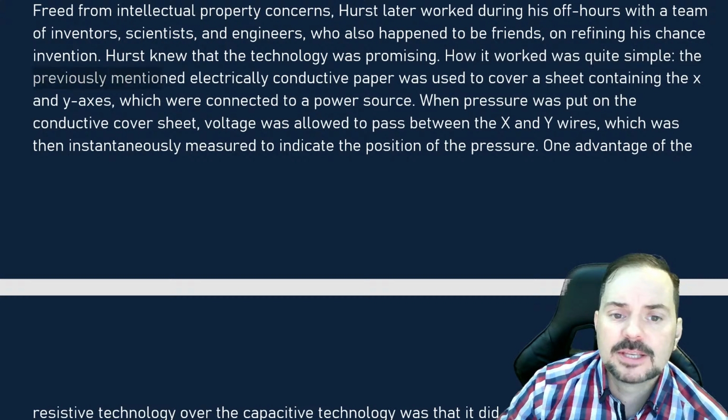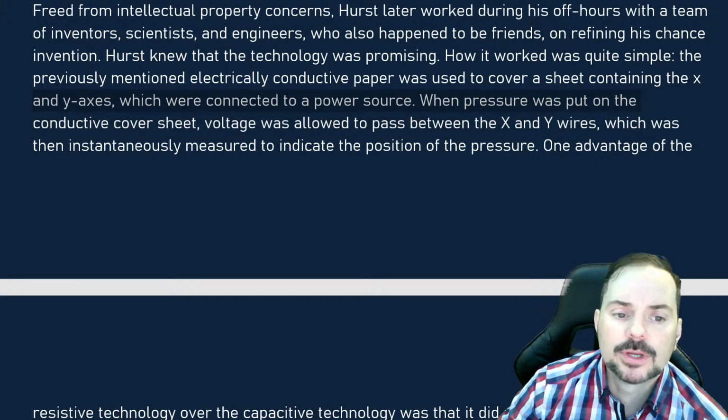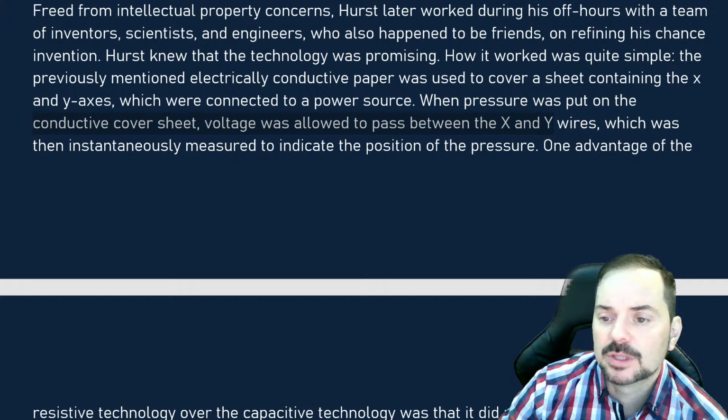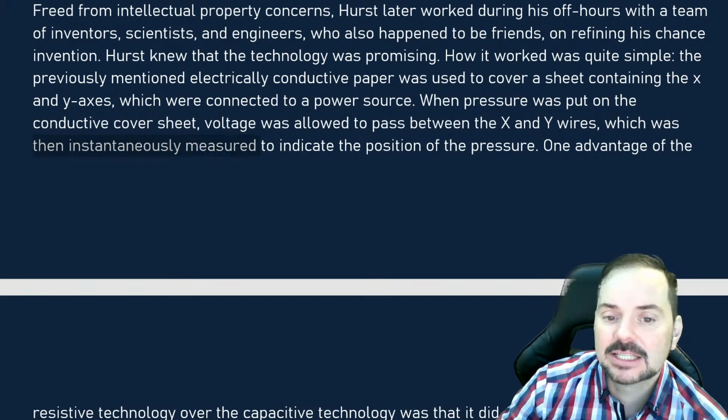The previously mentioned electrically conductive paper was used to cover a sheet containing the X and Y axes, which were connected to a power source. When pressure was put on the conductive cover sheet, voltage was allowed to pass between the X and Y wires, which was then instantaneously measured to indicate the position of the pressure.